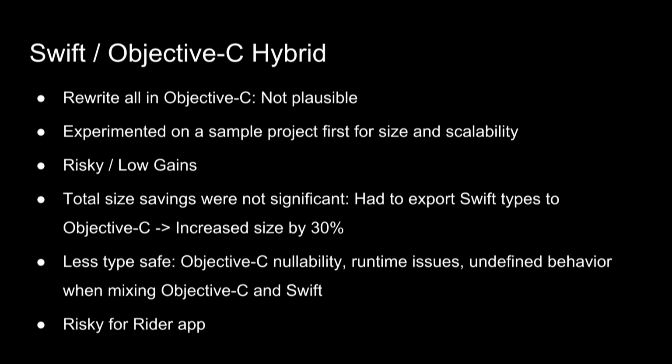We thought about using the Swift and Objective-C hybrid. We first tried this on a sample project to see what the result would look like, but it was risky and the gains were not that high. We had to export some of the Swift types to Objective-C, and that increased the size by about 30%. So the total savings were not that high. Also, it was less type safe because now it introduces all the Objective-C issues, such as nullability and runtime issues. And it can also lead to undefined behavior when mixing Objective-C and Swift objects. So we decided not to proceed with this for the Writer app.